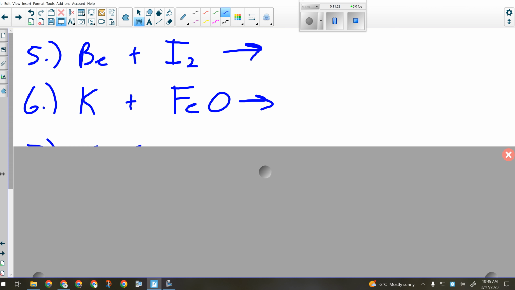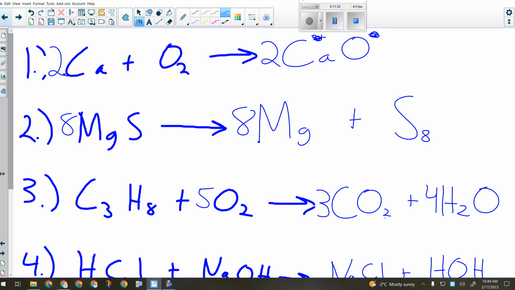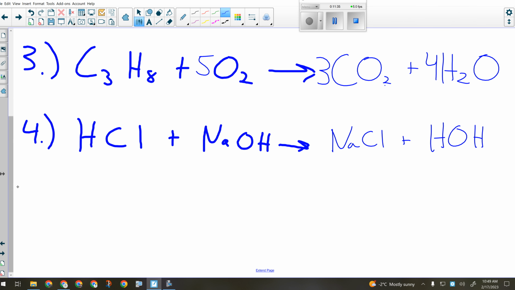Where is it? Oh, I didn't make a single replacement one. Well, I'm going to put one at the bottom of that screen there. Let's get a single replacement reaction here. So let's say, give that one a try. I spoiled it, it's a single replacement reaction.